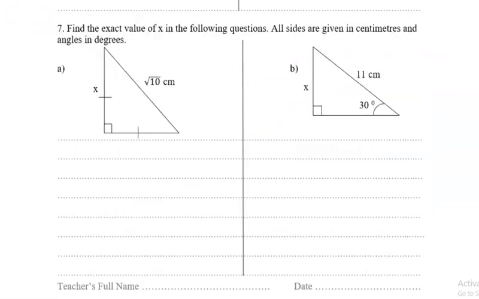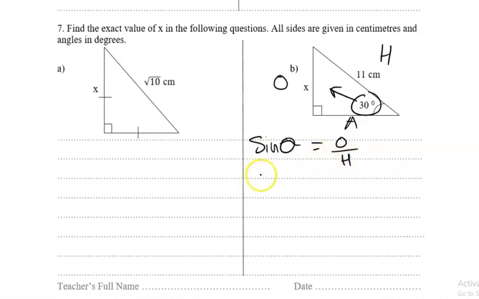We're going to be working through question 7b. So this is our hypotenuse. This side is opposite the angle we're using, so this is our opposite. This is our adjacent. So we have O and H, so SOH, and we're using sine. So sine theta equals opposite over hypotenuse. Sine 30 is going to equal opposite, which is x, over 11.